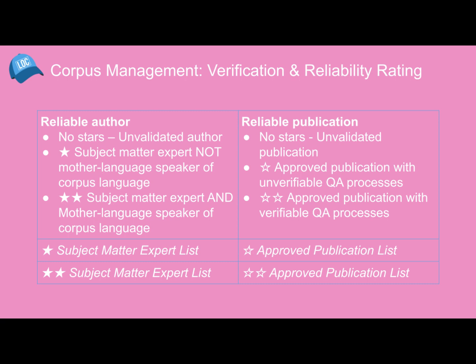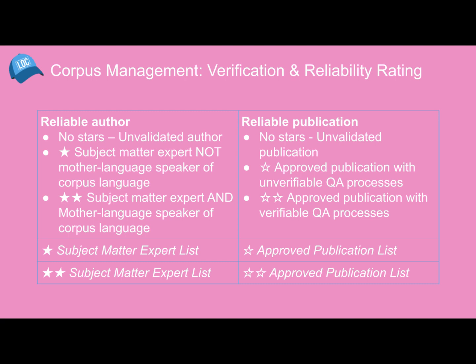So you can see on the reliable author axis, you could do something like a 0 to 2 stars list, where you have no stars for an unvalidated author, 1 star for a subject matter expert who is not a mother language speaker of the corpus language, and 2 stars for a subject matter expert who is a mother language speaker of the corpus language.